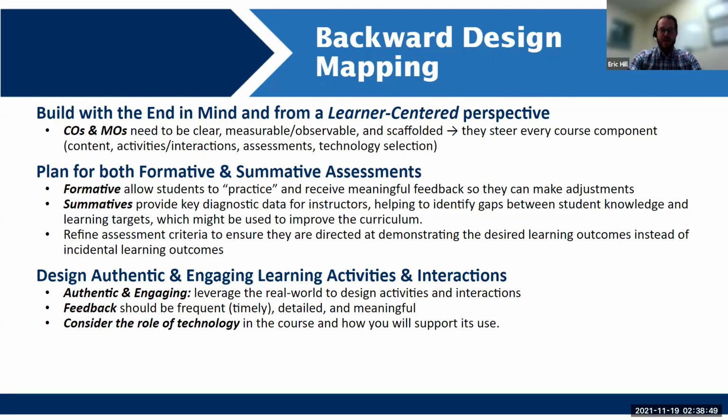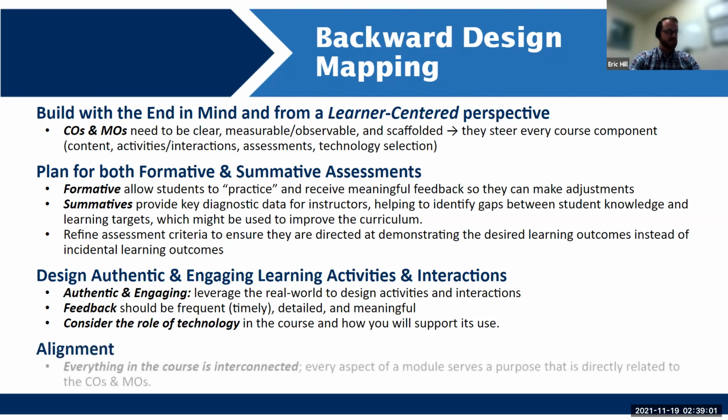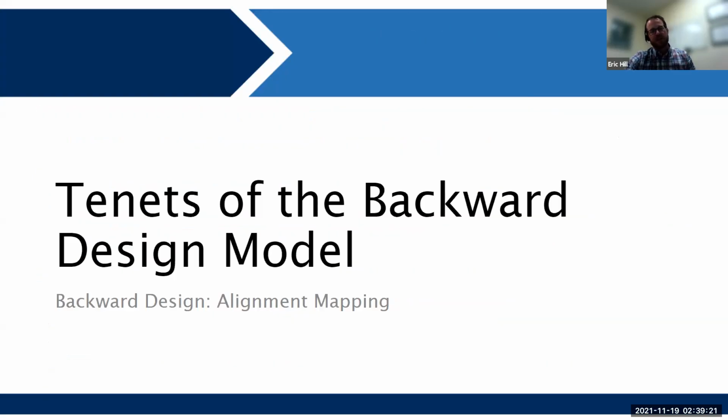They can probably do many of the basics, but consider what the tools are and what extra support students are going to need, and then does the usage of those tools actually support the module and/or course objectives? And ultimately, everything in the course is interconnected, as we saw in the pyramid with the student at the center, as we will definitely see in other diagrams throughout this series. Every aspect of a module serves a purpose that is directly related to both the course objectives and the module objectives. In the second part of this, we'll take a look at the tenets of the backwards design model.